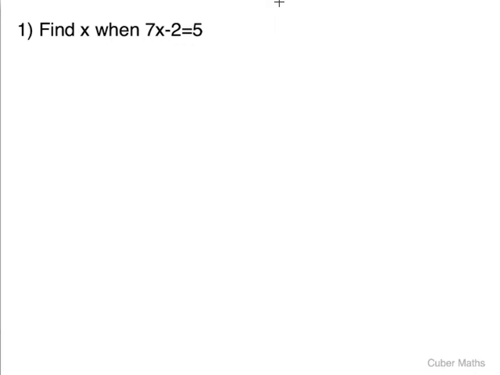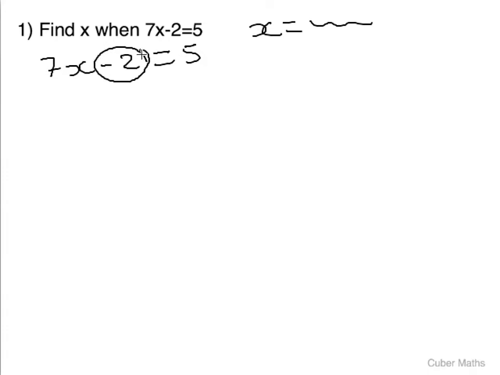So here we have our first problem, and it says find x when 7x minus 2 is equal to 5. What this is basically asking us to do is rearrange the formula so that we get x on one side and the rest of the expression on the other. So we've got 7x minus 2 is equal to 5. The first thing we need to do is get rid of this minus 2. How we do this is add 2 to both sides.